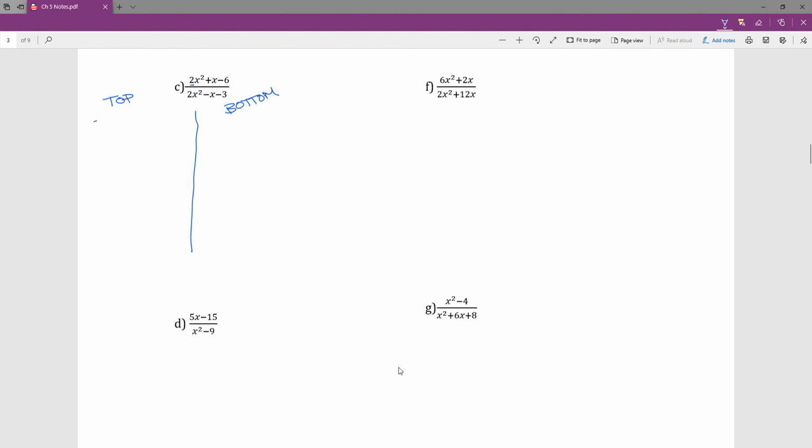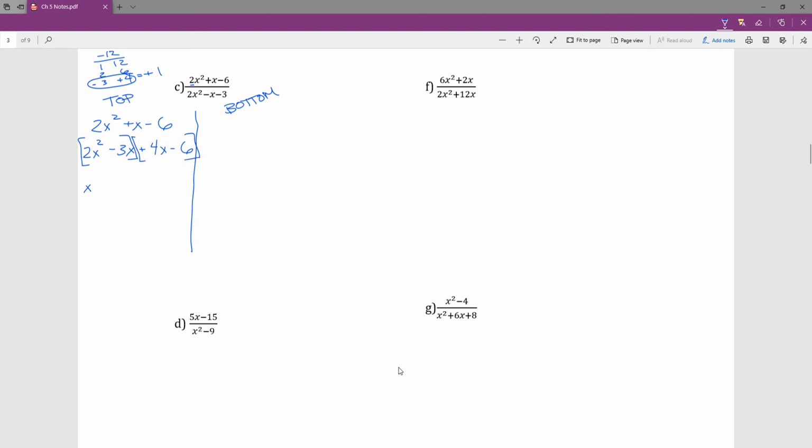And so the top would have 2x squared plus x minus 6. So at my number puzzle, I'd have a -12 at the top because remember it's 2 times -6. I'd want to factor it in as many ways as I can. And I've got my signs to consider. So I'd have a +4 and a -3. Those are the numbers that are going to decompose my middle term. So I'd have 2x squared minus 3x plus 4x minus 6. Now that I have it with 4 terms, I can factor by grouping.